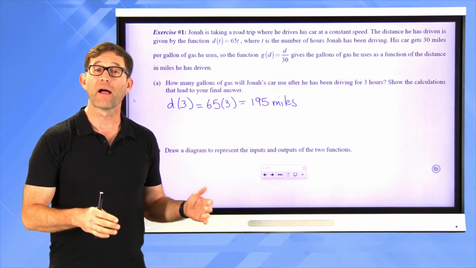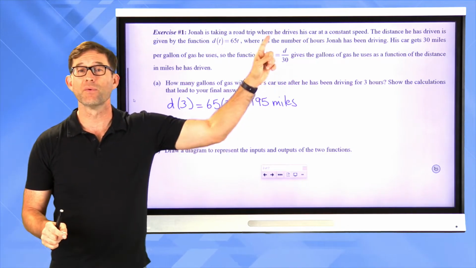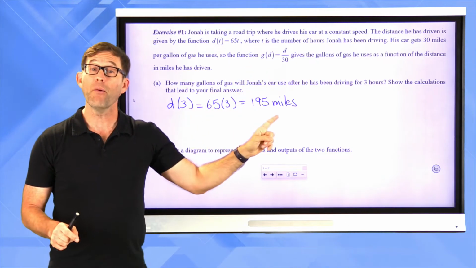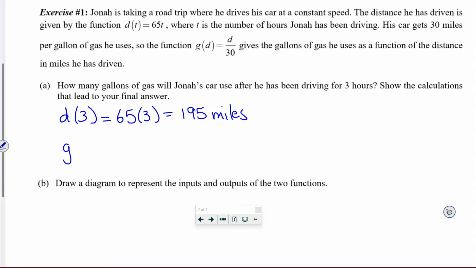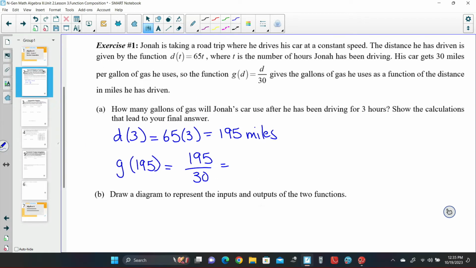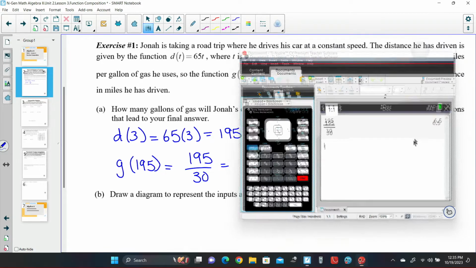All right, now that's just simply how far Jonah has driven. To figure out how many gallons of gas that he's used, I'm now going to use the function g of d equals d divided by 30, where now my input is 195 miles. So I'm going to figure out what g of 195 is, and that's going to be 195 divided by 30. I'm going to figure out that that takes 6.5 gallons of gas.